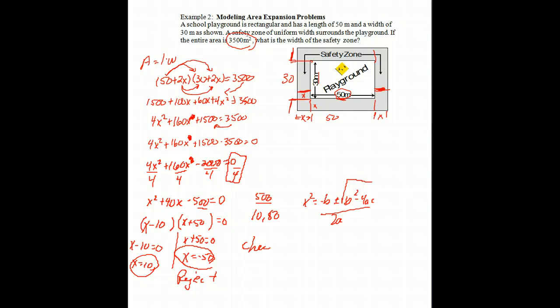You can check that. Up top, you know that inside you have 50 plus 10 here on this side. Your 50 is the playground, plus another 10. So you're going to have a dimension of 70. And then you have 30 plus 10 and 10, or 50. Now length times width. 50 times 70 will give you your 3,500 meters squared.